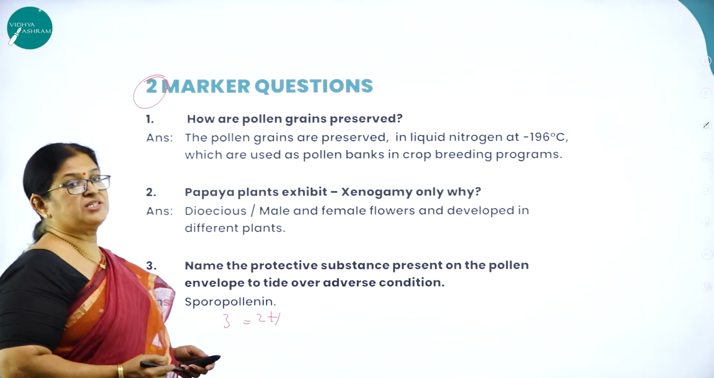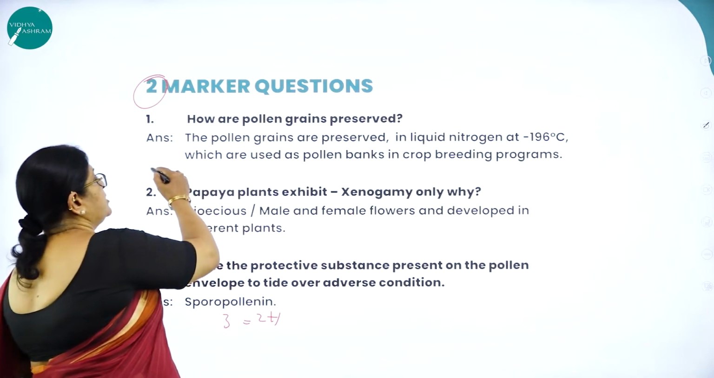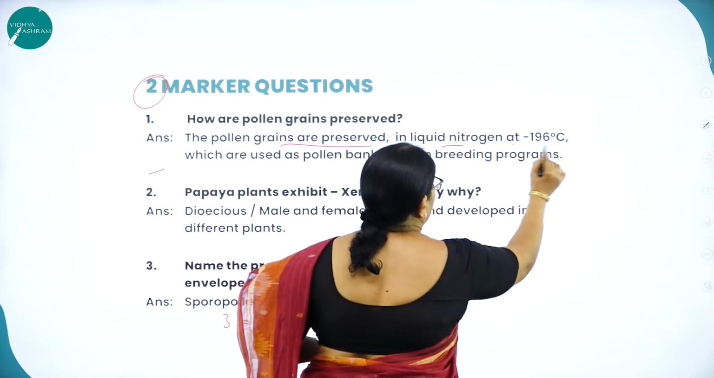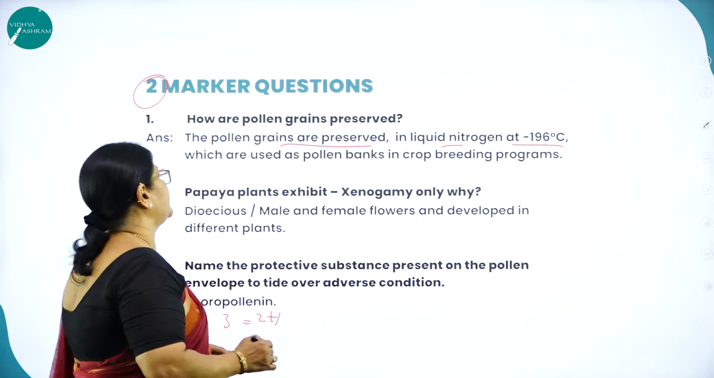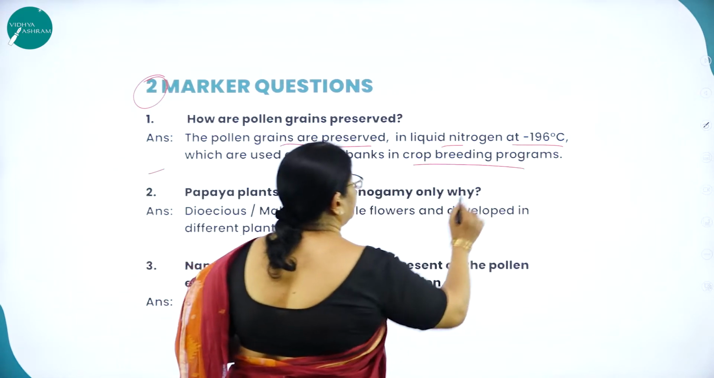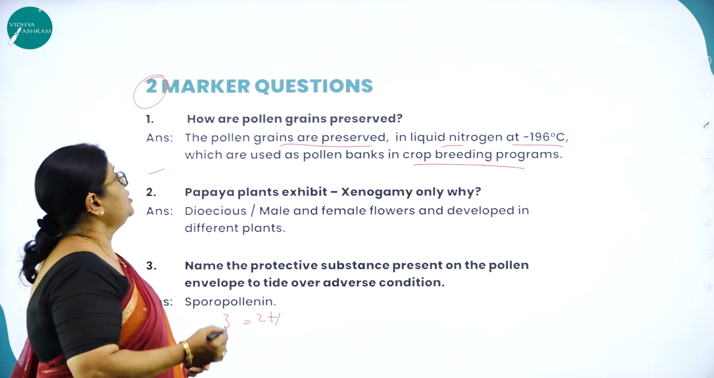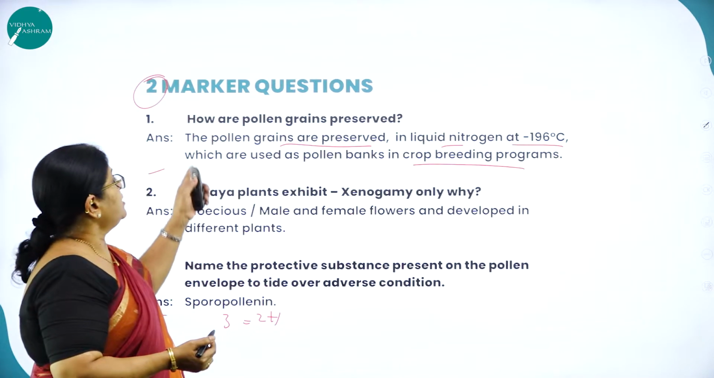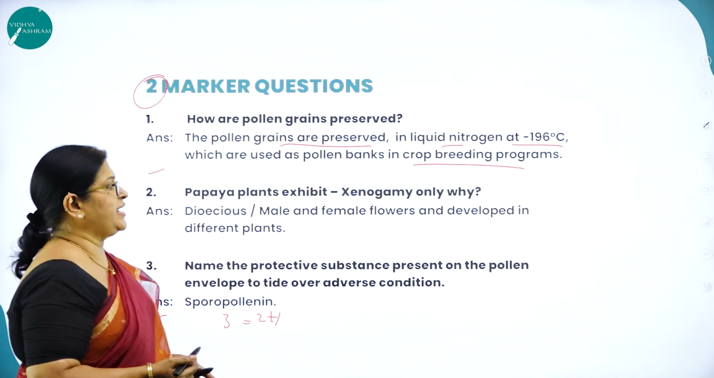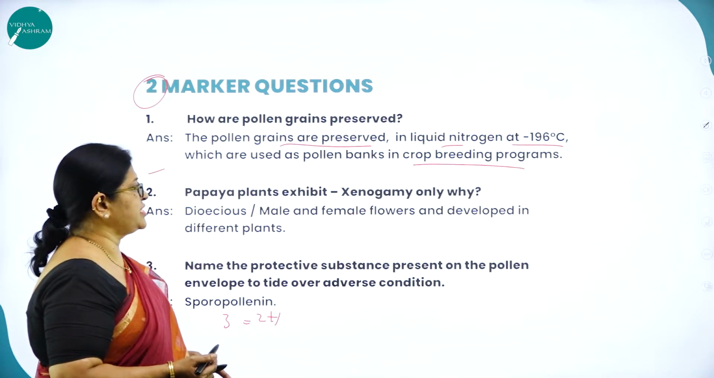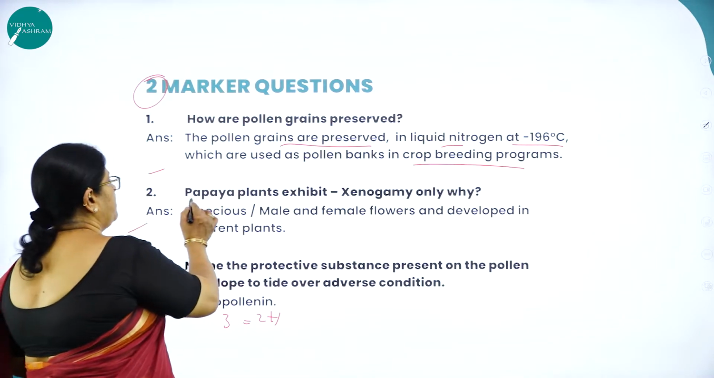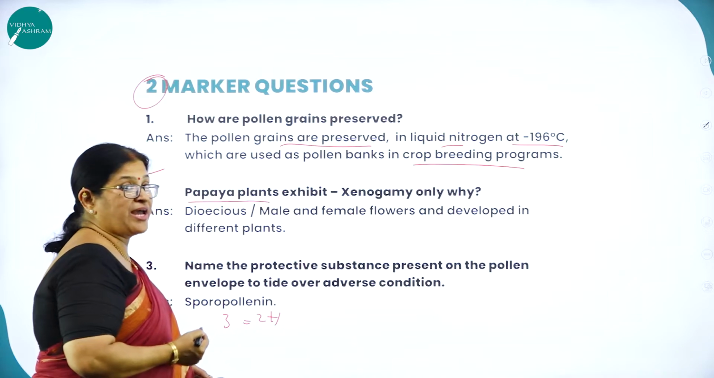How are pollen grains preserved? Answer is, the pollen grains are preserved in liquid nitrogen at minus 196 degrees centigrade, which are used as pollen banks in crop breeding programs. Next, papaya plants exhibit xenogamy only.